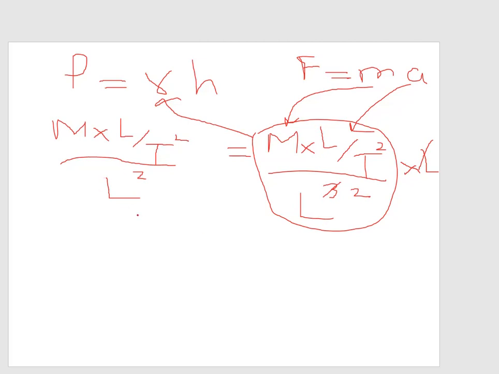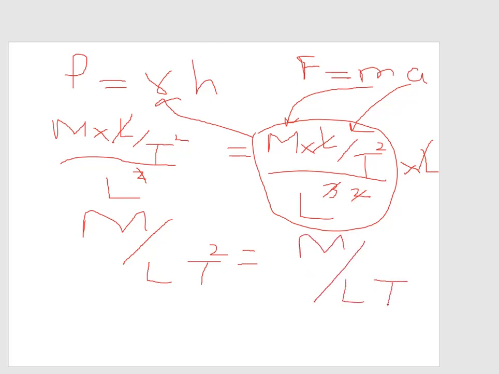And when you simplify this one, what will it become? L square will cancel this one, right? So you will get m over L T square, right? Here also this L will be cancelled out, so you will get m over L T square. So you see that both sides have the same dimension.